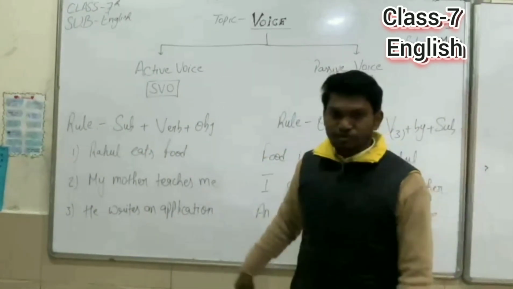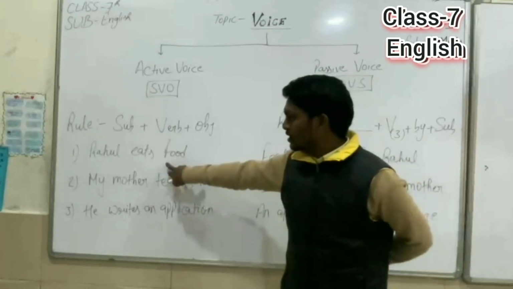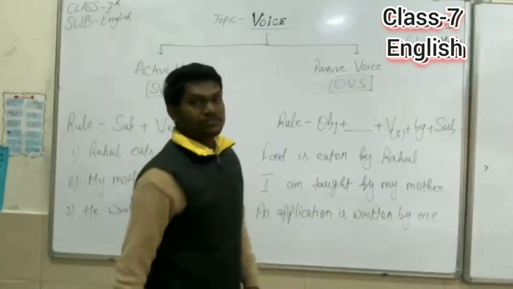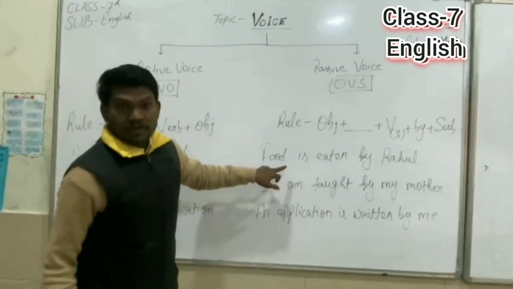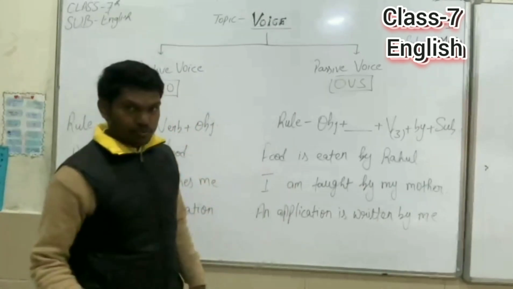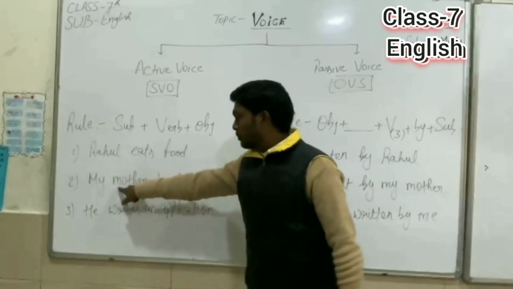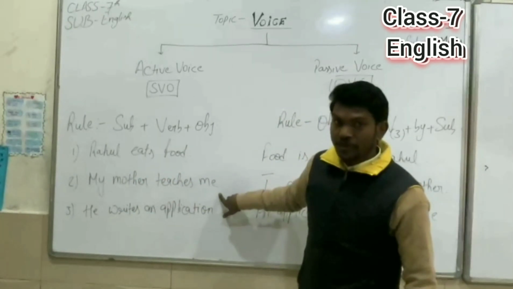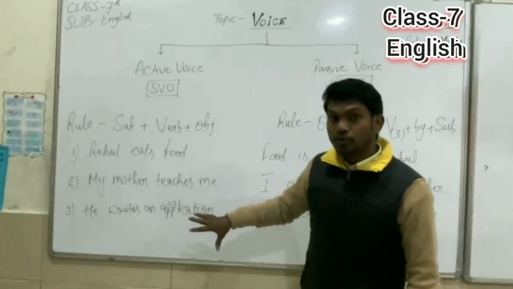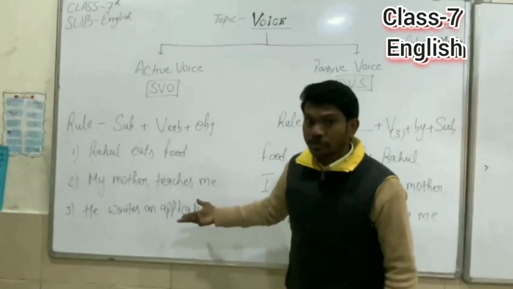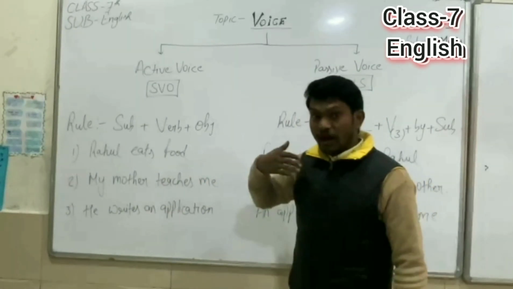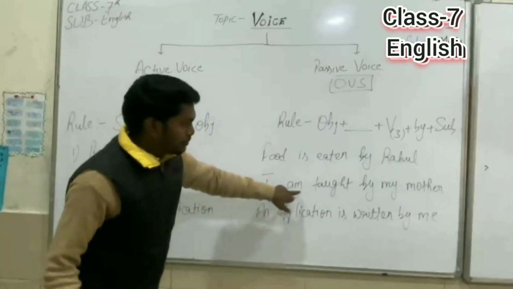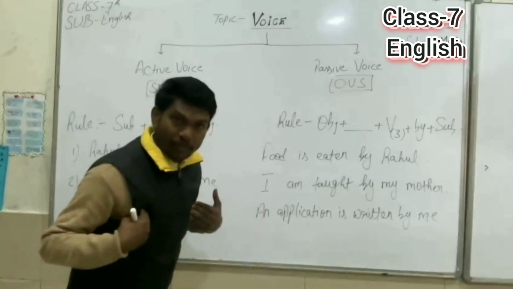Now there are some questions. The first question is, Rahul eats food, which is the active voice. Converting it into passive voice will be, food is eaten by Rahul. The next question is, my mother teaches me. To find out the object: mother teaches whom? Mother teaches me. That is why I will be the object here. So, I am taught by whom? I am taught by my mother.